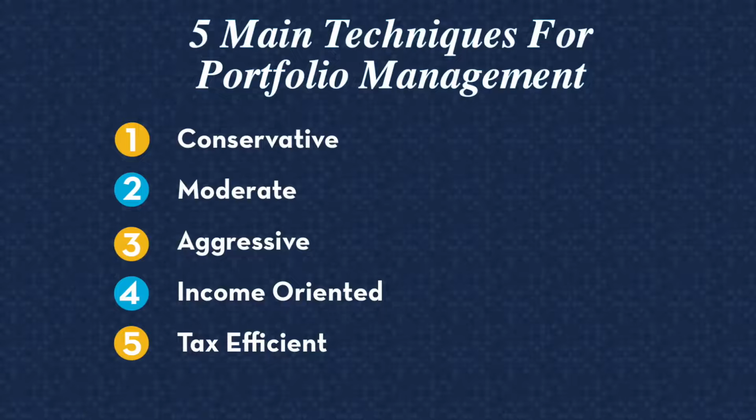5 main types, like I mentioned. We've got conservative, we've got moderate, we've got aggressive, we've got income-oriented, and then we've got tax-efficient. Let's take a closer look at each of those 5 now in order, starting with conservative.